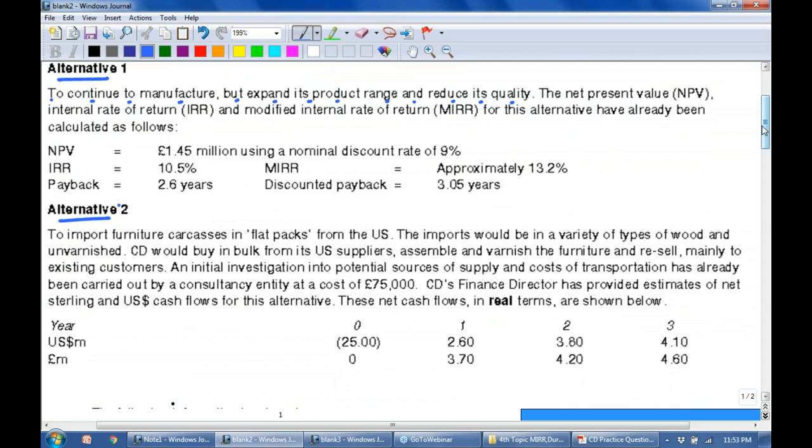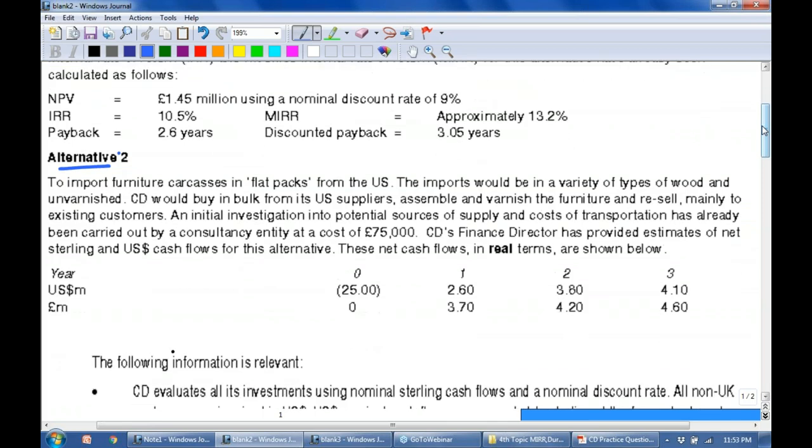Next, alternative two, to import furniture carcases in flat packs from the US. Imports would be in a variety of types of wood and unvarnished. CD would buy in bulk from its US supplier, assemble and varnish the furniture and resell mainly to existing customers. An initial investigation into potential sources of supply and cost of transportation has already been carried out by a consultancy entity at a cost of 75,000 sterling.